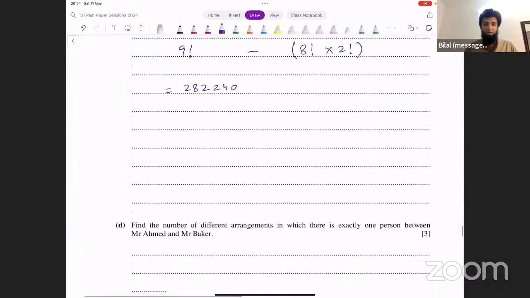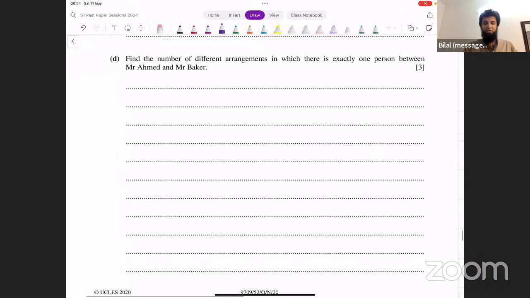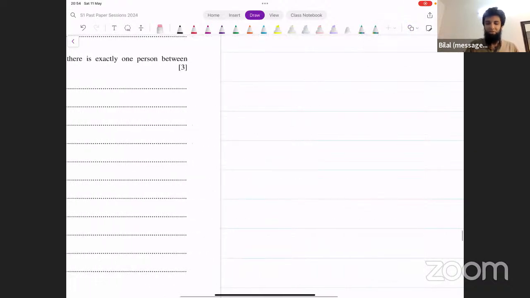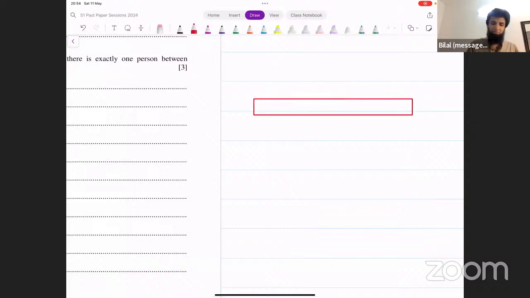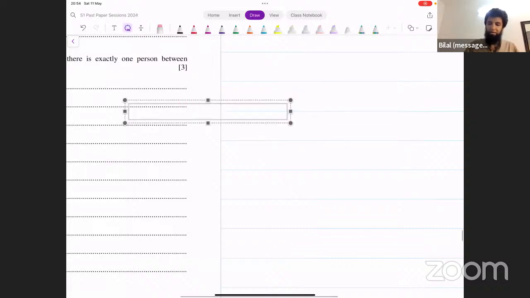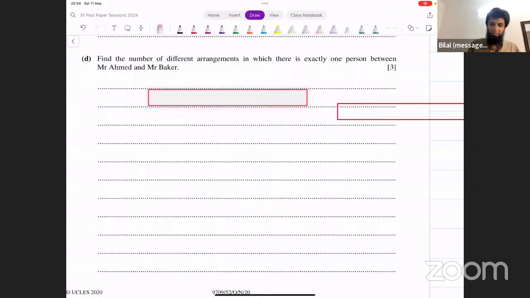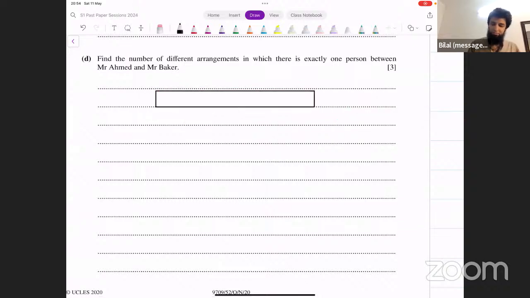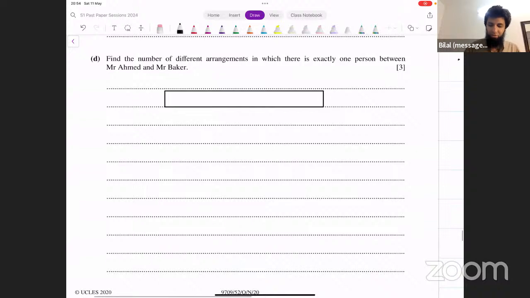Let's move on. Part D. Now it says find the number of different arrangements in which there is exactly 1 person between Mr. Ahmed and Mr. Baker. Now, this is the type of question that is coming again and again in recent papers. Let's look at this. So we had 9 boxes initially, right? For 9 people, let's say we have these 9 boxes.